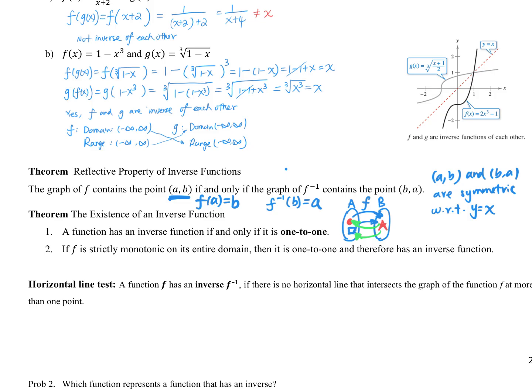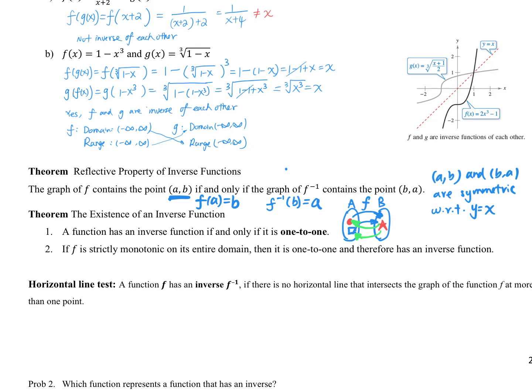Okay. Now the second part of this theorem is saying if f is strictly monotonic on its entire domain, monotonic meaning either strictly increasing or strictly decreasing, then it will be one-to-one, and therefore the inverse exists. Now please note that you have to read this theorem carefully. This says if it is monotonic, then that happens, right? It doesn't say if it's not monotonic, that won't happen. So it's possible that a function is not monotonic and it still is one-to-one, and therefore the inverse exists.